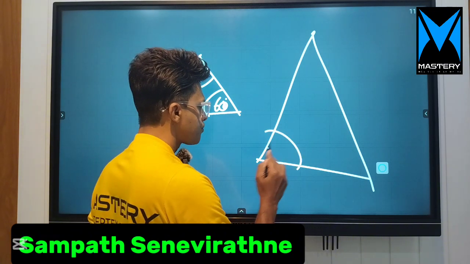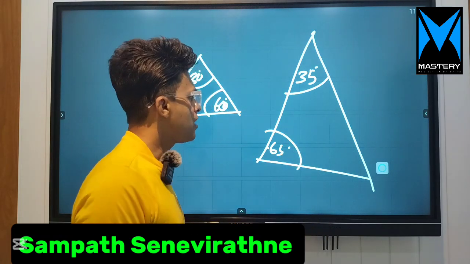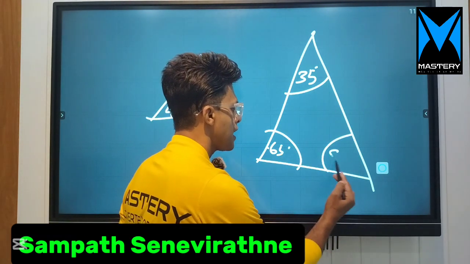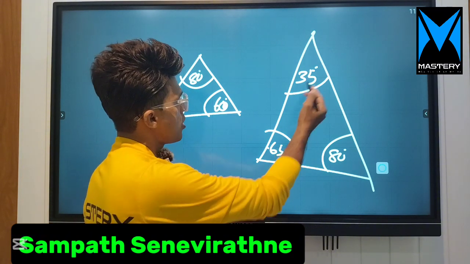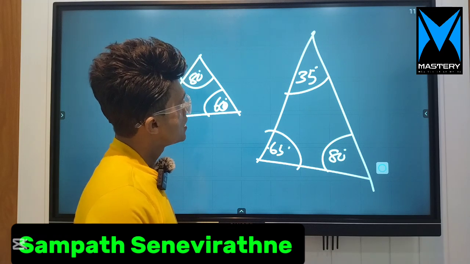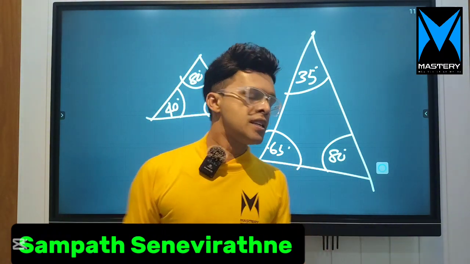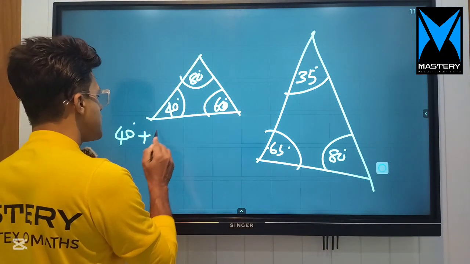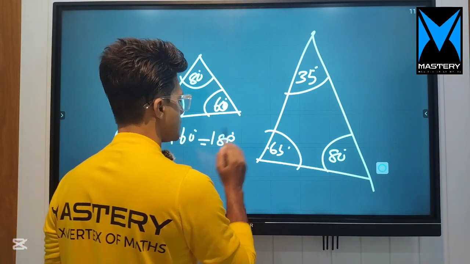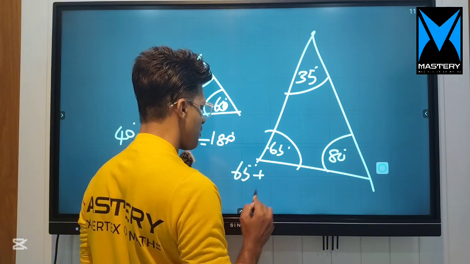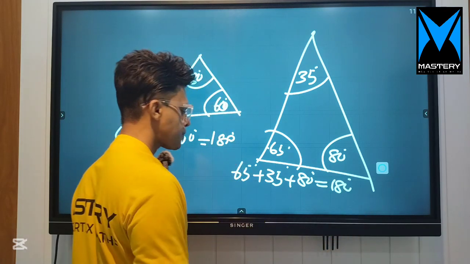Then here 65 degrees, here 35 degrees. So 65 plus 35 is 100, so this should be 80 degrees. Every time, the sum of interior angles is 180: 100 plus 80 is 180 degrees. So the sum of interior angles of the triangle with 40, 80, 60 equals 180 degrees, and 65 plus 35 plus 80 equals 180 degrees as well.